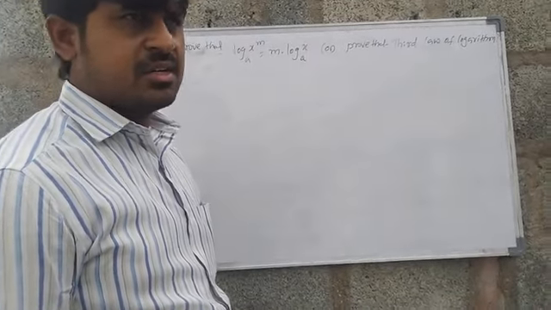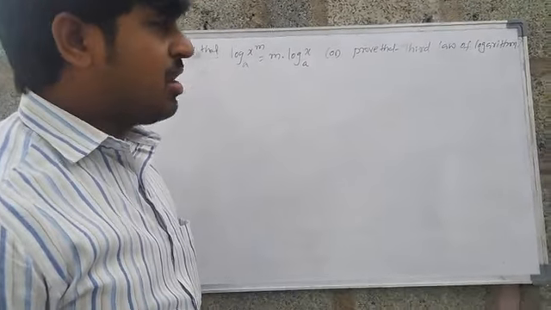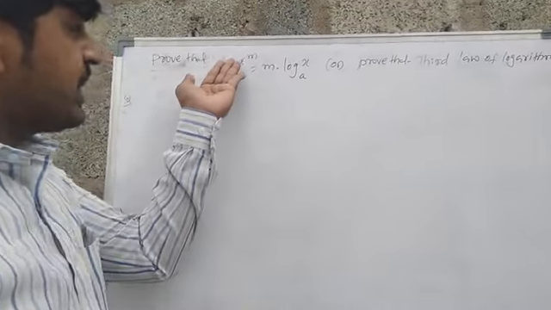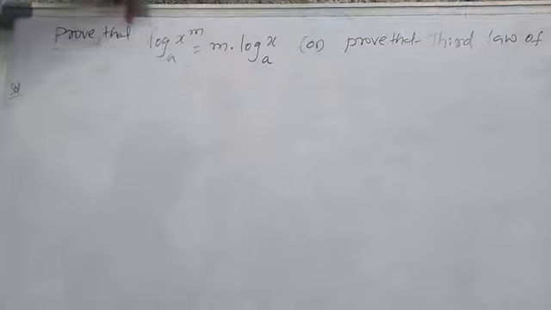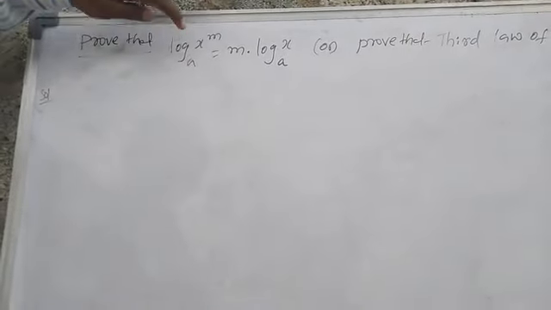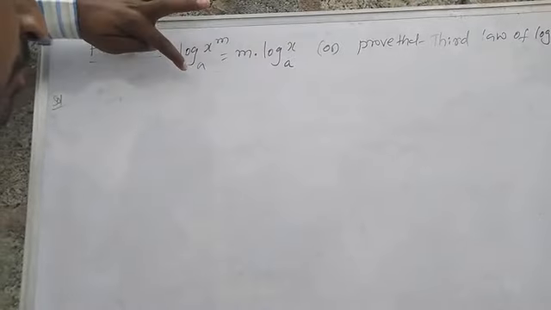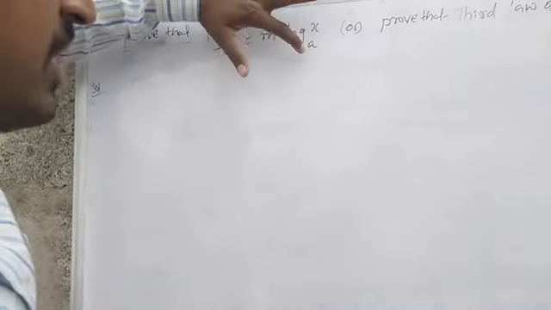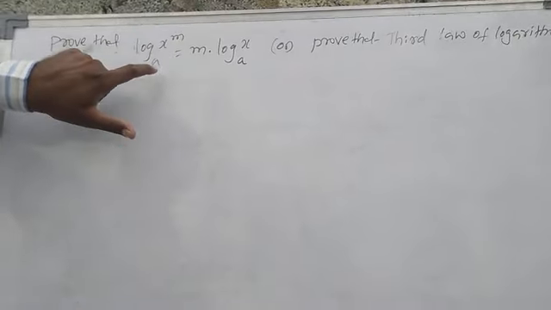Okay ma. Next, prove the third law of logarithm. What is the third law of logarithm? Log of x to the power of m to the base a is equal to m into log of x to the base a. This is the third law of logarithm.